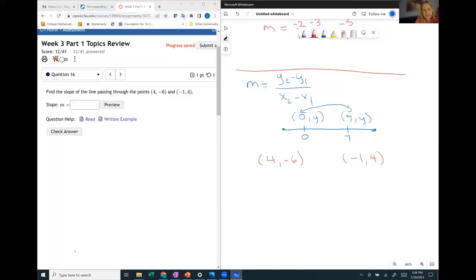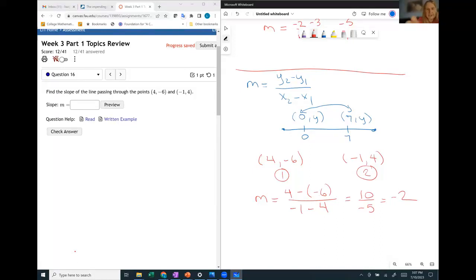So which way would you like me to go? You want me to do it both ways? Yes, please. Okay, so let's make this 1 and this 2. And I have the slope is equal to y2 minus y1 divided by x2 minus x1. This would be 4 minus negative 6, which is positive 10, divided by -5, which equals -2.